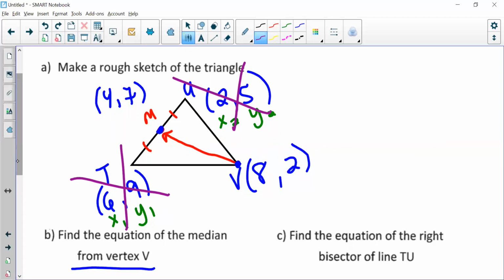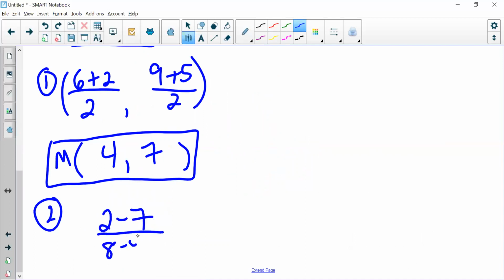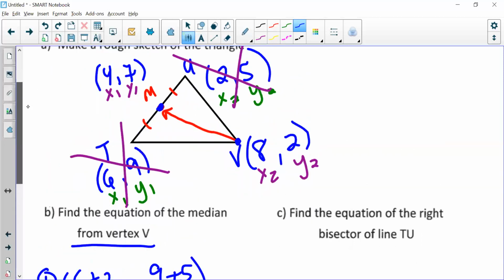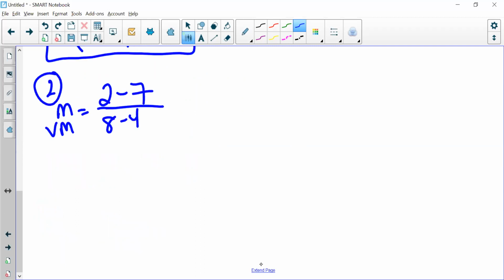It doesn't matter which one you call x1 and y1 and x2 and y2, but I'll label mine here. This is the 1s. This is the 2s. 2 take away 7 over 8 take away 4. What's my slope? -5/4.